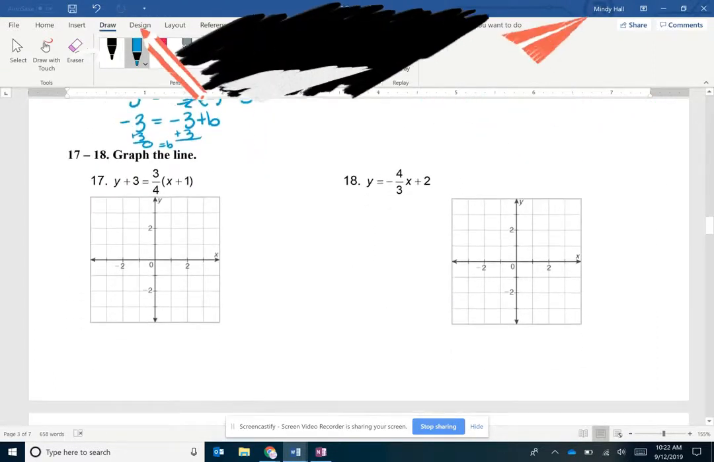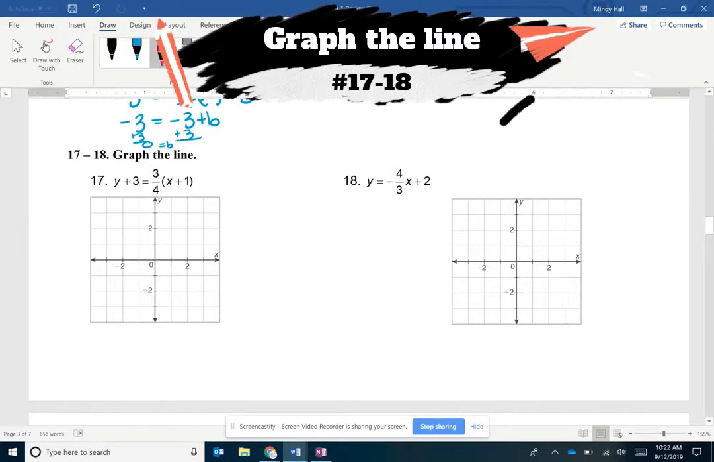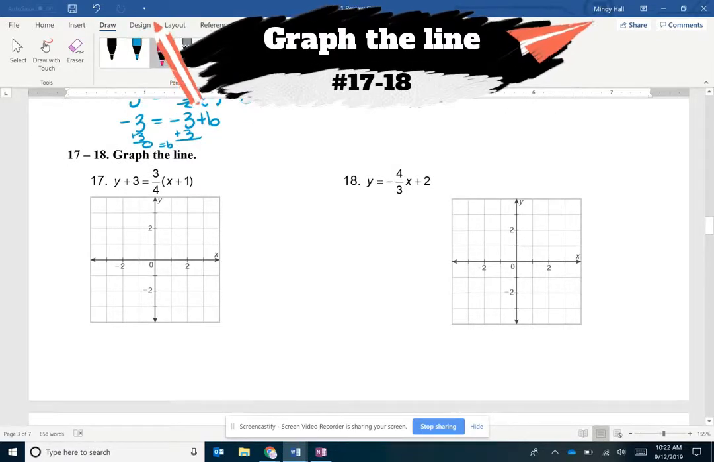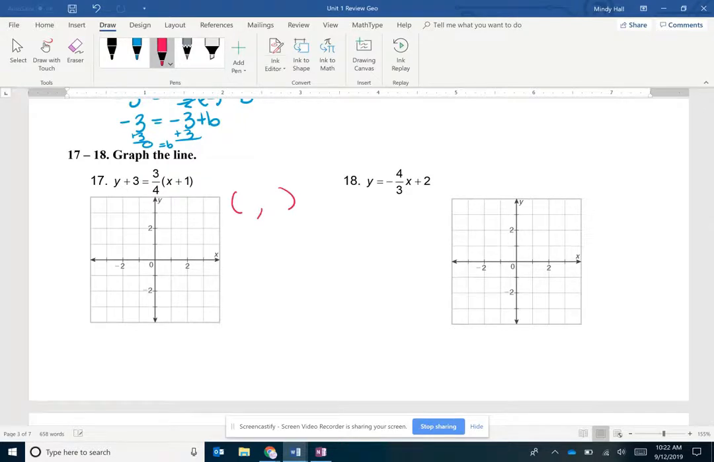So for 17 and 18, we have to graph. When it's in point slope form, just come up with your point and identify your slope. So here, my point, it's opposite. Even though it looks like a positive 1 with the x, it's actually going to be negative 1. And even though it looks like a positive 3 with the y, it's going to be negative 3. And then my slope is 3 over 4.